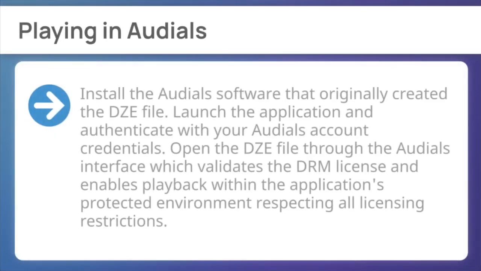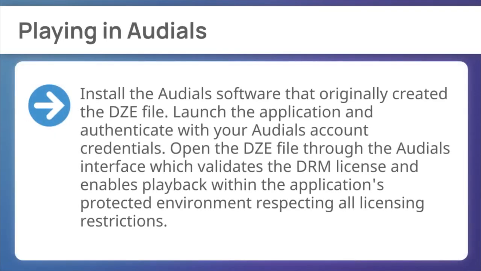First, playing in Audials. Install the Audials software that originally created the DZE file. Launch the application and authenticate with your Audials account credentials. Open the DZE file through the Audials interface, which validates the DRM license and enables playback within the application's protected environment, respecting all licensing restrictions.